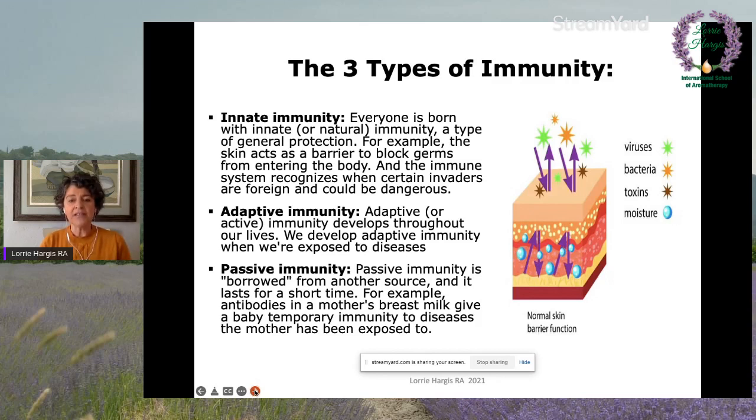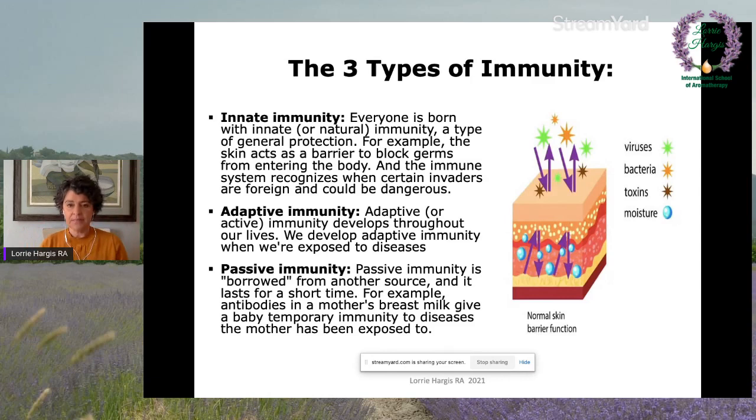And the immune system recognizes when certain invaders are foreign and can be dangerous. So here you have the normal barrier function, and then here is where it's trying to come through: viruses, bacteria, toxins, and moisture. So our skin is our first sign of protection, isn't it? It's there to help us. And when we start having skin disorders, the skin's overloaded because it also is one of the largest eliminating organs in the body, besides the large intestine, the lungs, and the kidneys. So when we start having skin disorders, we've got something going on internally wrong.